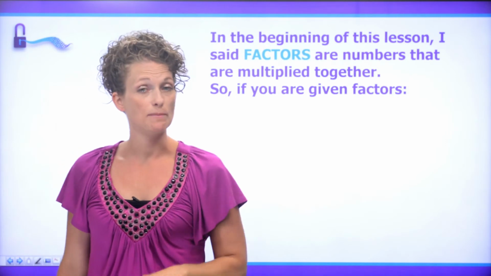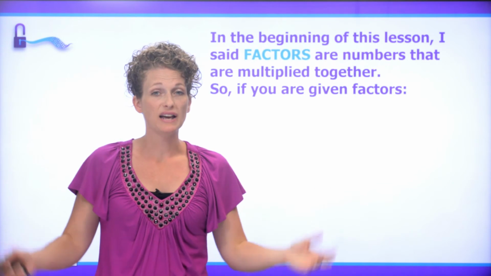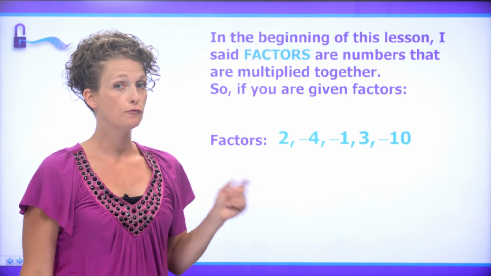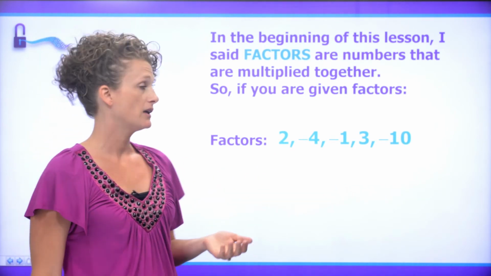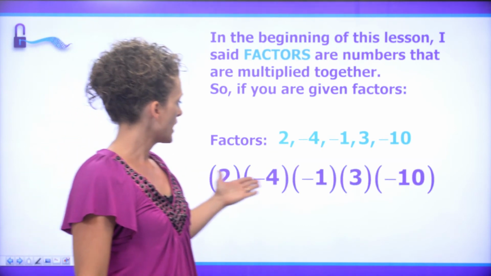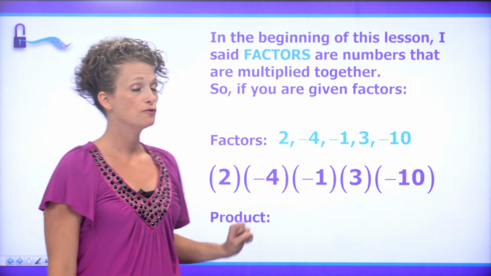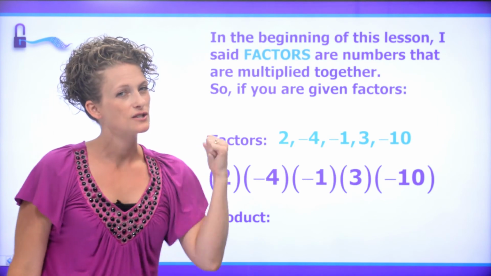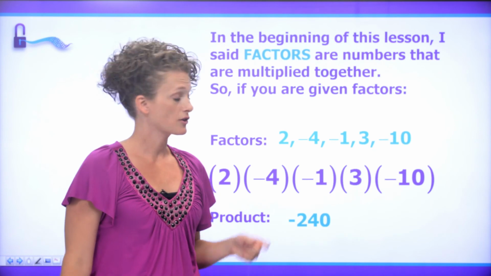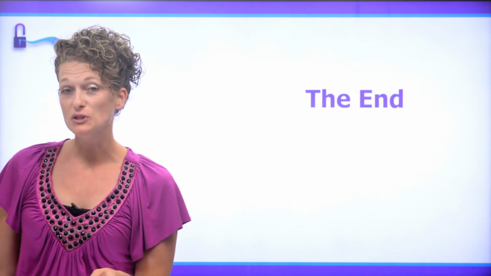So in the beginning of the lesson, I mentioned factors, and you heard me just mention it just a minute ago. And they are simply numbers that are multiplied together. So you might be given the factors, which in this case, 2, negative 4, negative 1, 3, and negative 10. And you might be asked to find what is the number that has these factors. So I'm going to write all the factors as a multiplication sentence, and we are going to find the product. Well, actually, we just found that in the previous slide. If we multiply all of these together, we're going to get negative 240. And that is your lesson on multiplying integers.